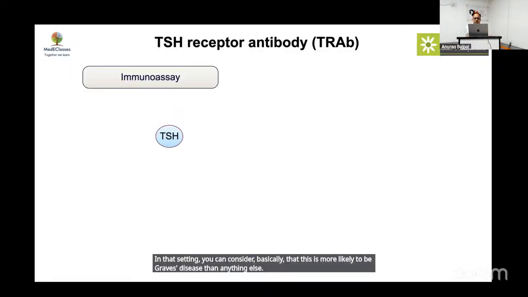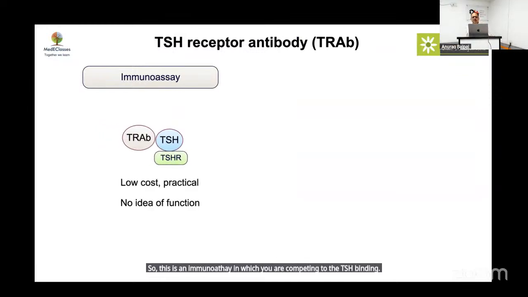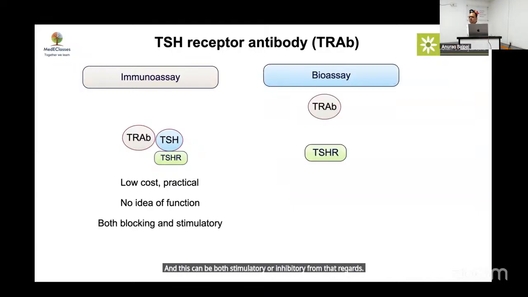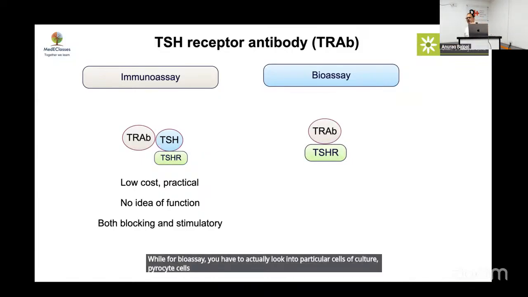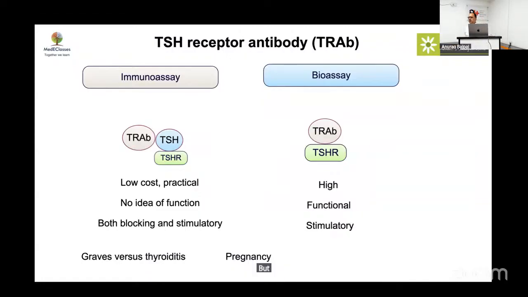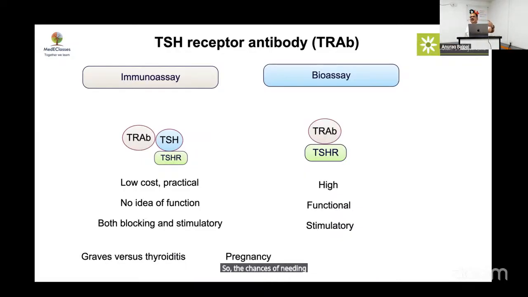So this is an immunoassay in which you are competing with TSH binding, and this can be both stimulatory or inhibitory. While for a bioassay, you have to actually look into cultured thyrocyte cells where TSH antibodies are going to increase the thyroid production. This is something which is extremely expensive, not easily available. But TRAB antibodies are now being used as the first line to differentiate Graves versus thyroiditis. So the chances of needing a scan are less.